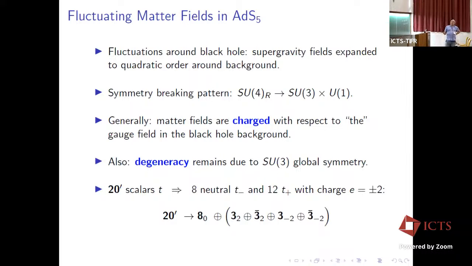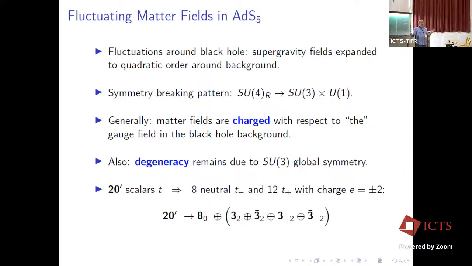So now what I want to do is fluctuations around the black hole. So I take the fields in my supergravity theory and expand them around the background. Now, since I have picked the field out of my 15 that's turned on, I can say that my fluctuations will actually preserve certain symmetries. And it turns out those symmetries are an SU(3) times U(1) subgroup of my SU(4).